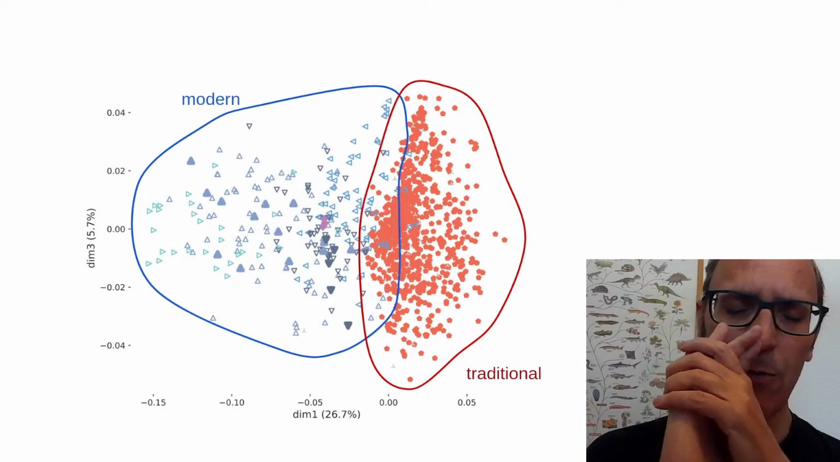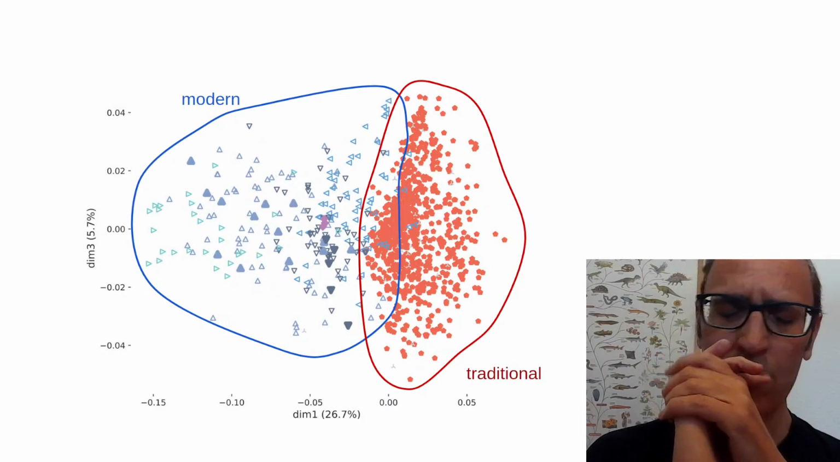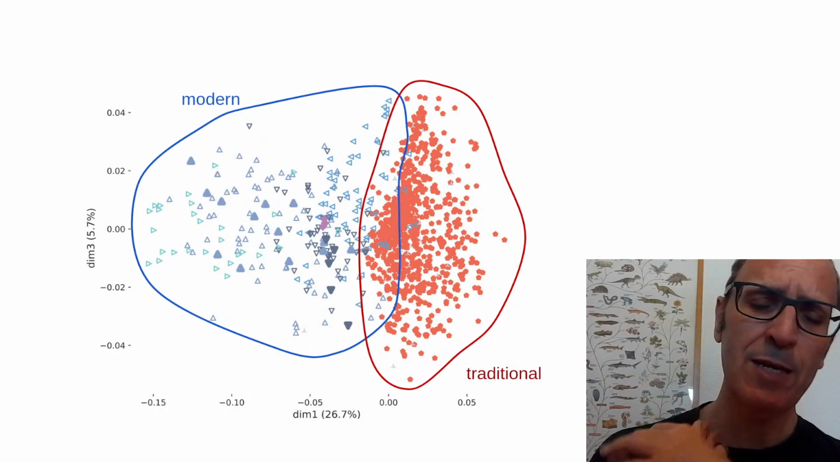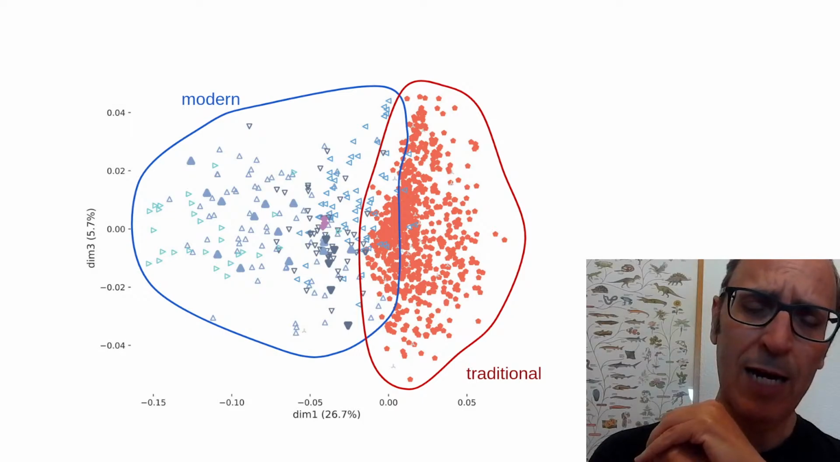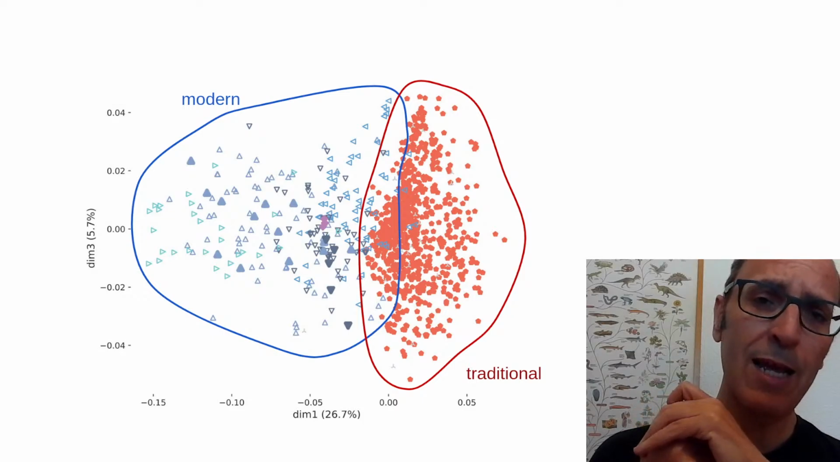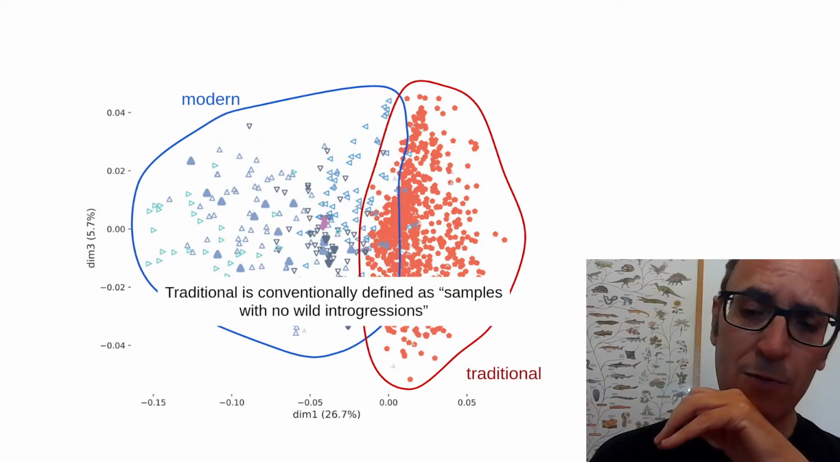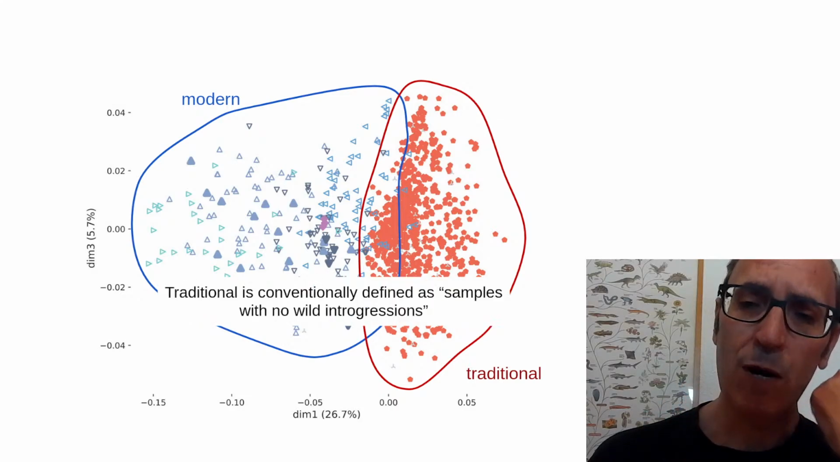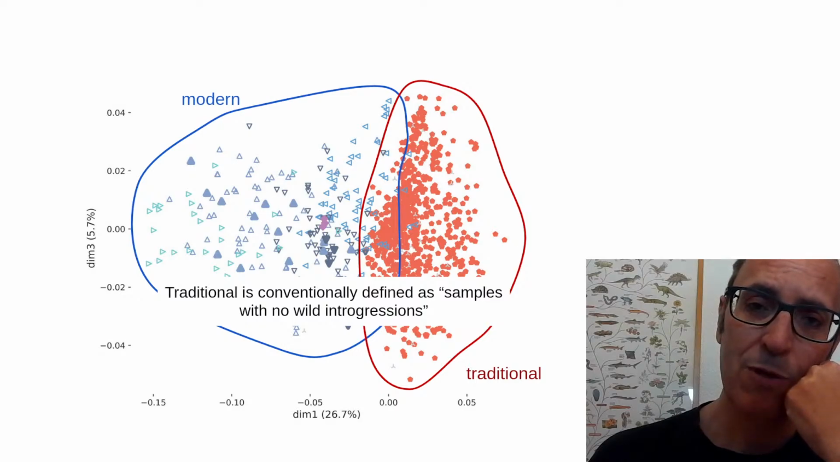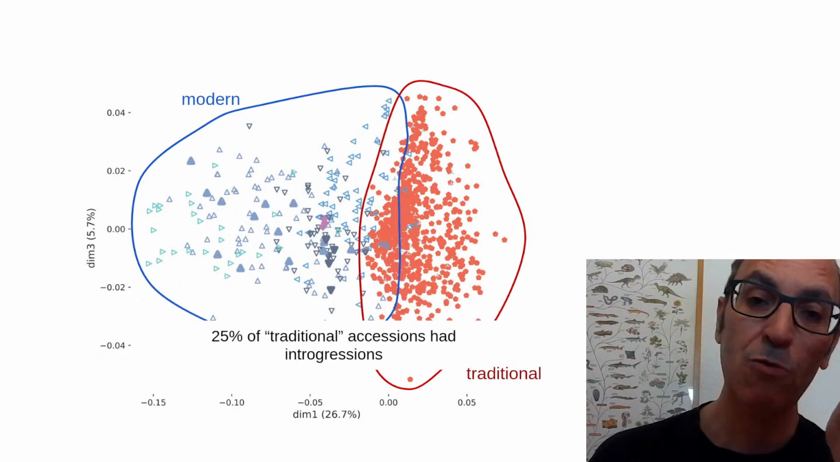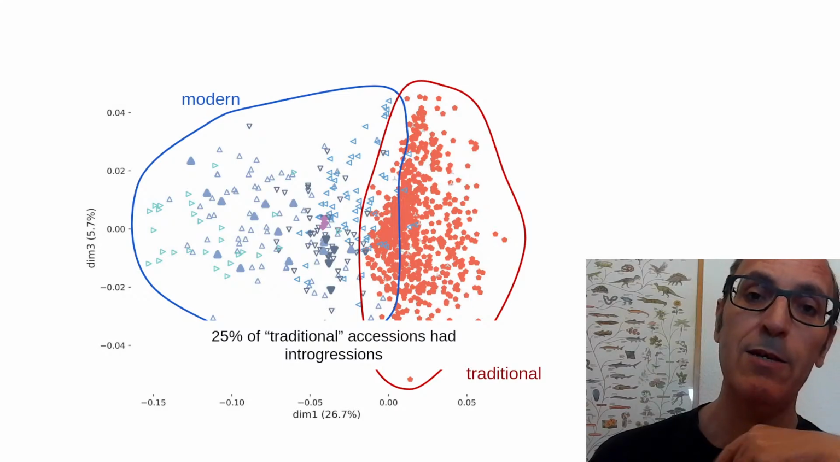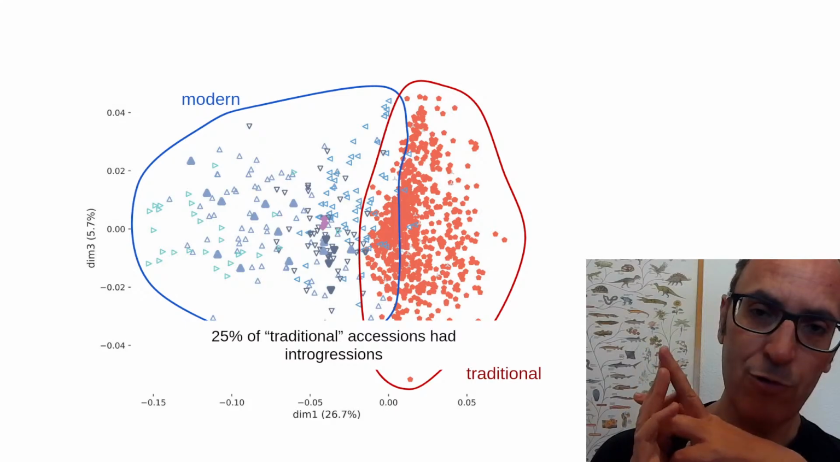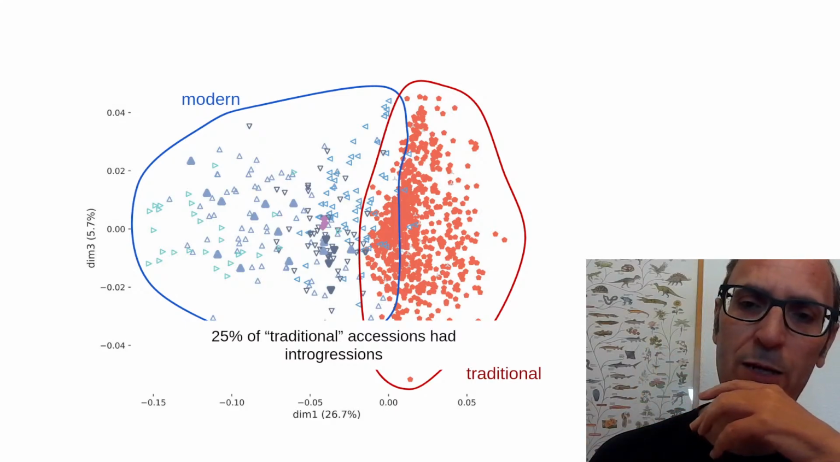This is something that we are not going to go into details here because it doesn't matter. But the thing is that in tomato there have been introgressions from another species, and so we defined modern as anything with introgressions, and this was our definition. And once you define modern as anything with introgressions, 25% of the so-called traditional accessions were modern. Okay, this is something that you can do, but you show all the data. You show the original data. You show all your samples. Okay, you are not removing any data.